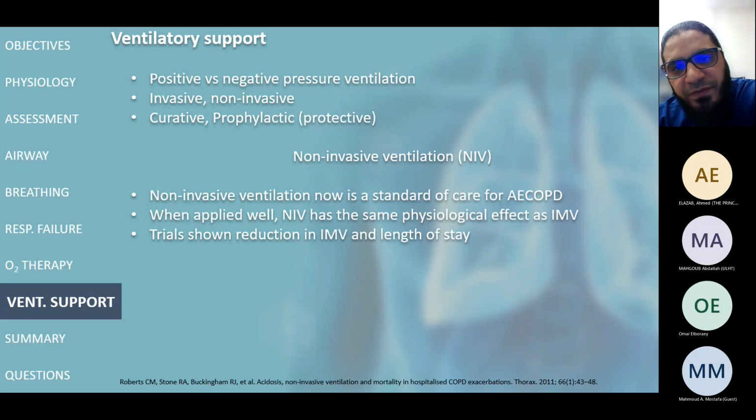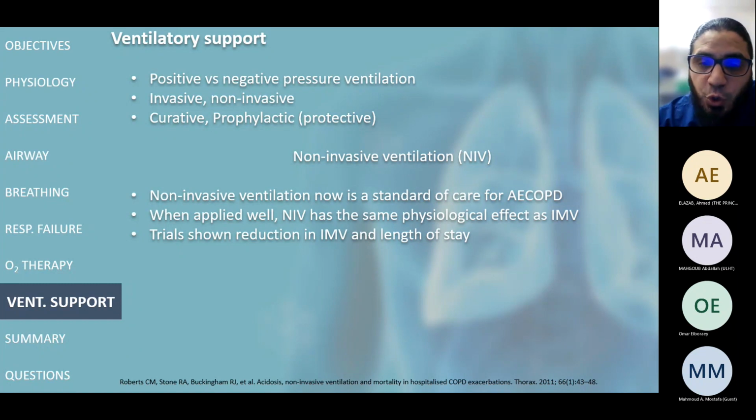I'm going to speak about the non-invasive part of it, and specifically about CPAP and NIV, because they are the most common ones used in the wards. Non-invasive ventilation now is like a standard of care, especially for COPD patients. When they started to apply it, the studies showed that it really decreased the need for invasive mechanical ventilation, with all the complications that come with it, and also shortened the length of stay for patients in hospital.